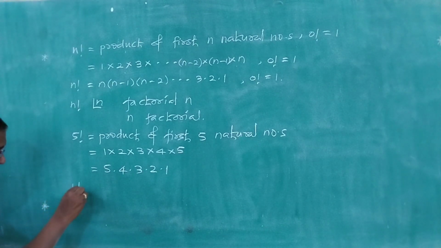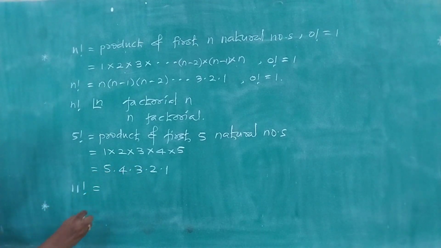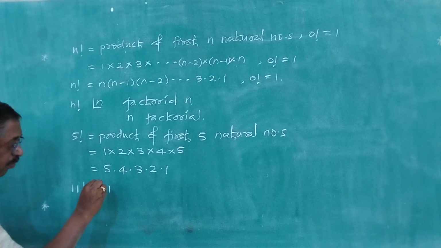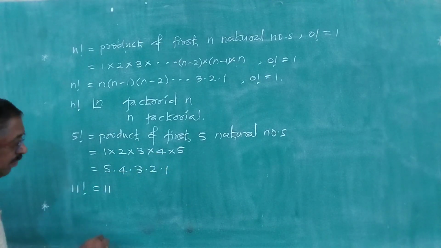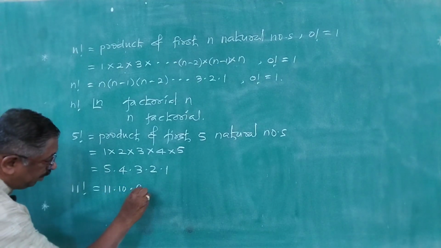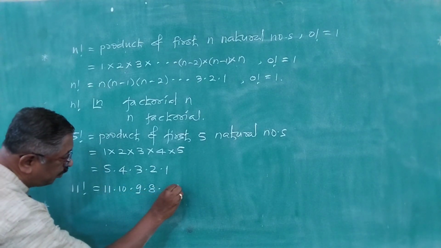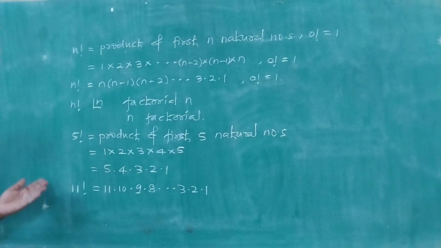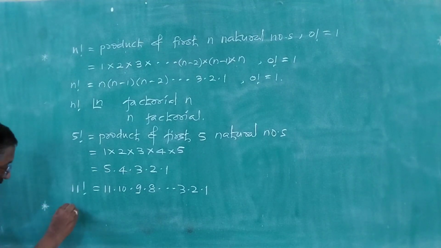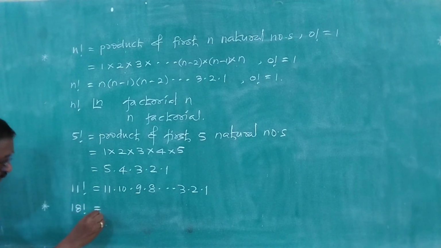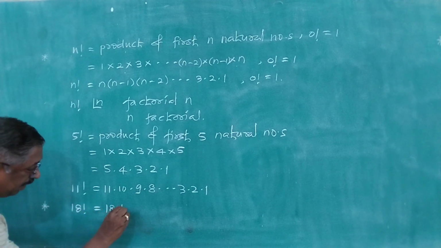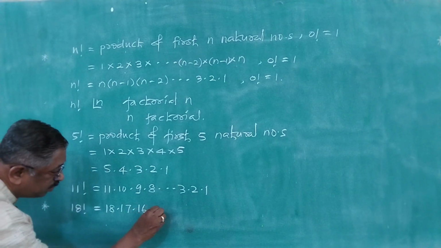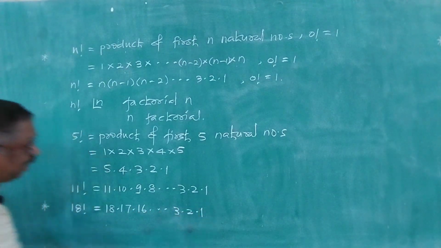On the same parallel lines, 11 factorial can be written as the product of first 11 natural numbers. It will obviously be 1 into 2 into 3 and so on up to 11. It will be 11 into 10 into 9 into 8 into 7 and so on up to 3 multiplied by 2 multiplied with 1. This 11 factorial, 5 factorial, if I write 13 factorial or say 18 factorial, it is the product of first 18 natural numbers. It will be 18, 17, 16 and so on up to 3 multiplied by 2 multiplied by 1.